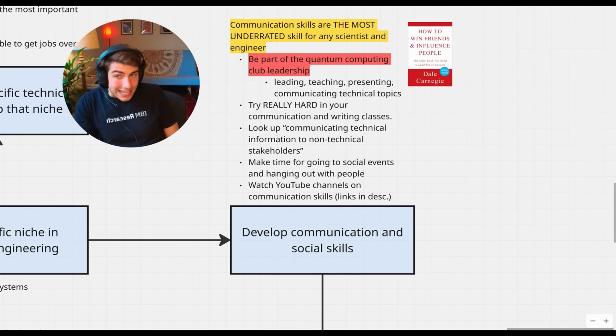Because in addition to getting the job, you need to then communicate what you find to the world. You need to communicate what you've discovered to your peers. And so the better that you can communicate that information, the more impact you are personally going to have on the world. Okay, so how do you develop these communication skills?